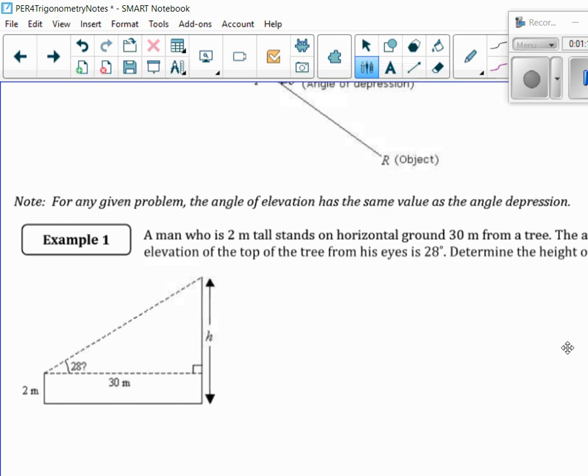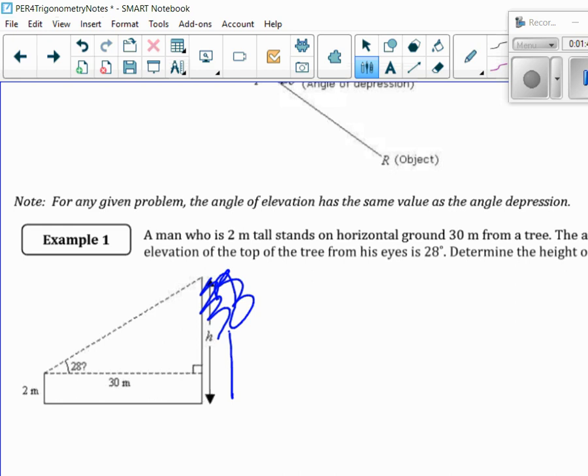Okay, so let's do this question. A man who is 2 meters tall stands on a horizontal ground 30 meters from the tree. The angle of elevation of the top of the tree from his eyes is 28 degrees. Determine the height of the tree. So you notice that I don't have the tree drawn in here, but the tree is essentially here, right? So the height of the tree isn't just this triangle, it's also the 2 meters that the guy stands, right? So do you see this is going to be a two-step question?